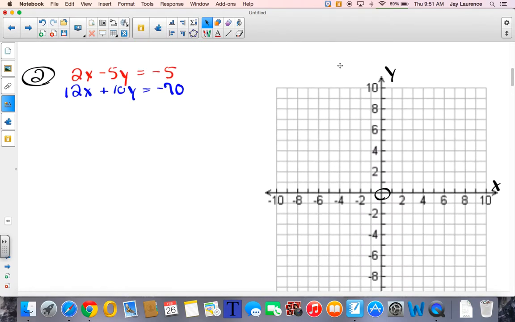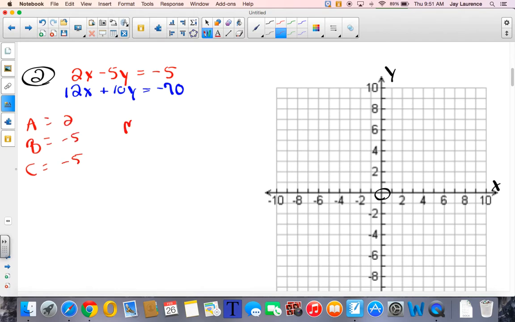All right, here's a second one. And I believe I can type the equation in that way, but we've got to make sure we know how to do this by hand. So the first one's in standard form, so I'm going to go A, B, C. Easy as 2, -5, -5. And so my slope is going to be the -2 over -5, which is 2/5.